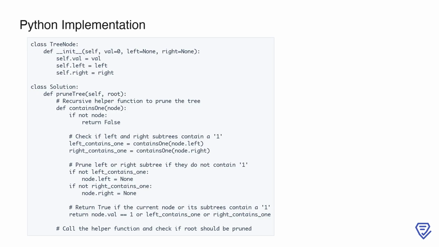If the current node is null, the function returns false, indicating that there is no one in this branch. Next, it recursively checks the left and right subtrees to see if they contain the value 1.